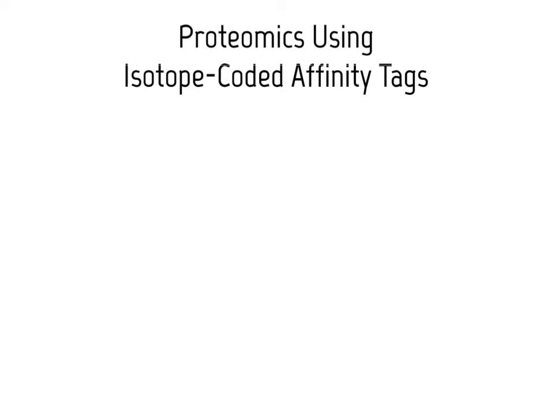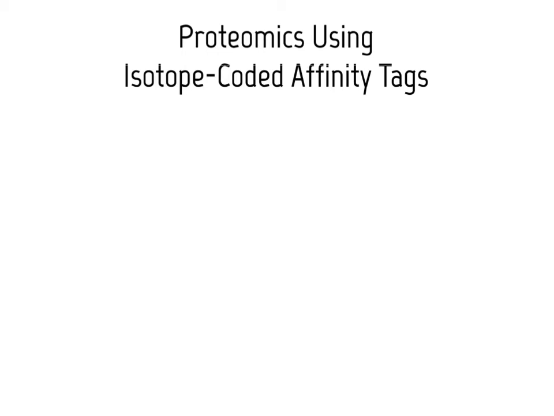And what we are going to do in this video is talk about proteomics using isotope-coded affinity tags as a way to overcome some of those limitations of 2D electrophoresis plus mass spectrometry as our proteomics tool. So here we're looking at proteomics using isotope-coded affinity tags as a way to enable things like relative quantification of proteins between treatments and controls.